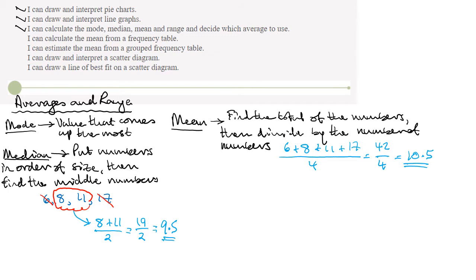And then the other one we have, it's not really an average, but we use it when we're measuring averages, is the range. That tells us how far the numbers are spread out. And this is the largest value minus the smallest value.